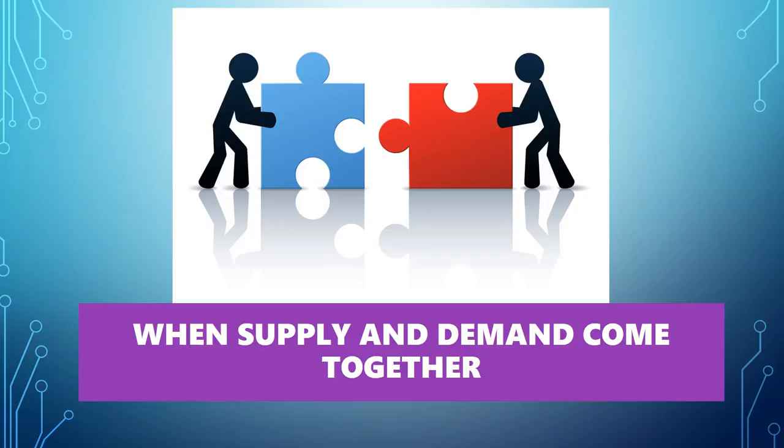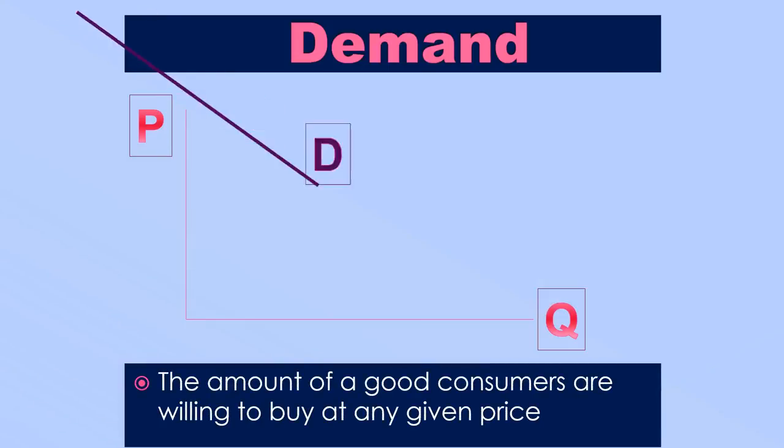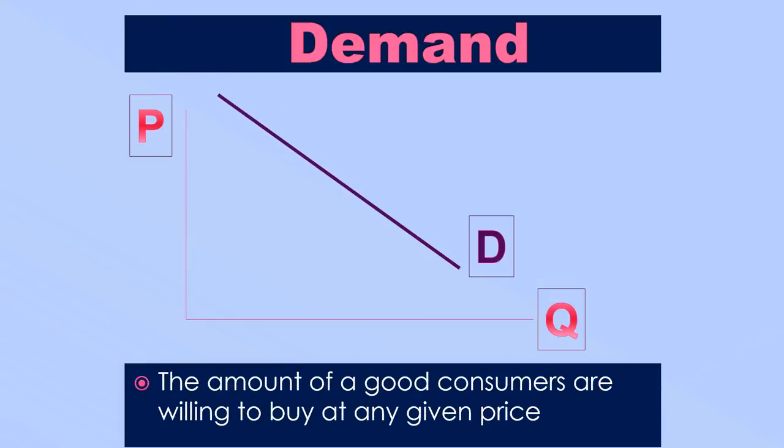Time to look at what happens when supply and demand come together. If you remember from last time, demand is the amount of a good consumers are willing to buy at any given price. When we talk about demand, we graph price and quantity. I want to know when the price goes up, what happens to the quantity of a good that is sold. So if the price of something increases, what we find is that the quantity sold decreases.